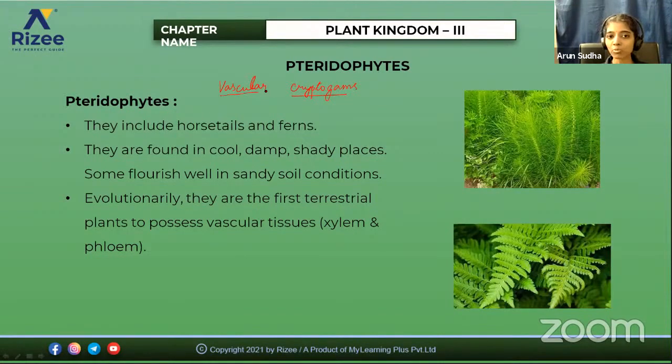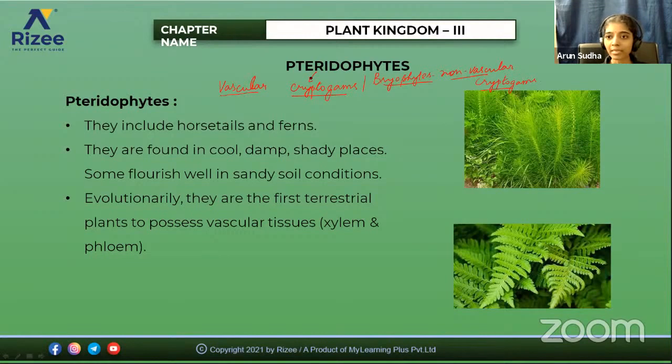So what do you mean by vascular cryptogams? There is a slow evolution. That is, they contain vascular tissues. That is, xylem and phloem are present in pteridophytes. But bryophytes are called non-vascular cryptogams. Yesterday we saw the bryophytes in detail. They are non-vascular cryptogams, but these pteridophytes are called vascular cryptogams. So this is the main difference. That is, they have the vascular tissues.